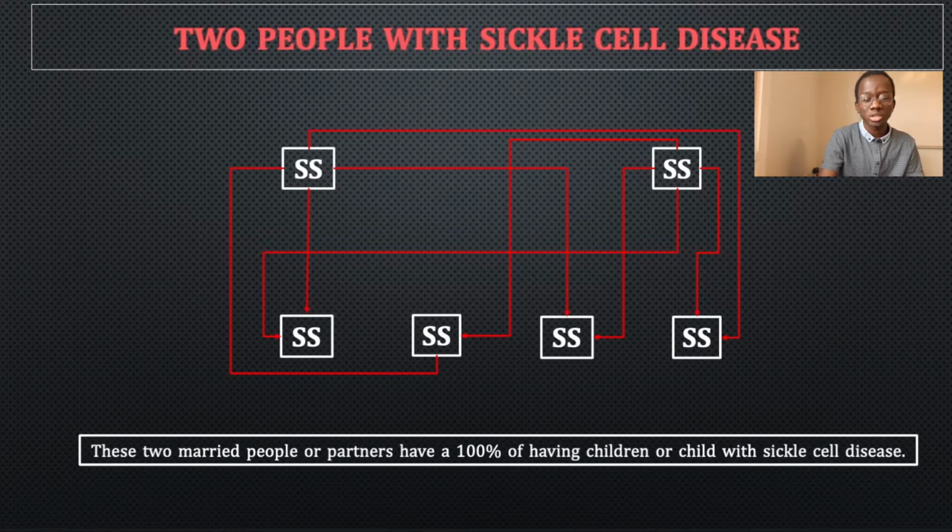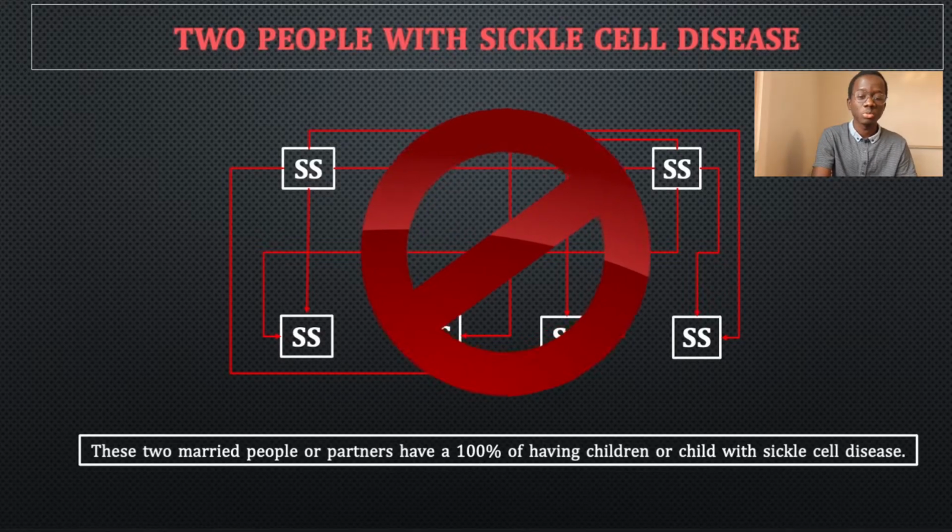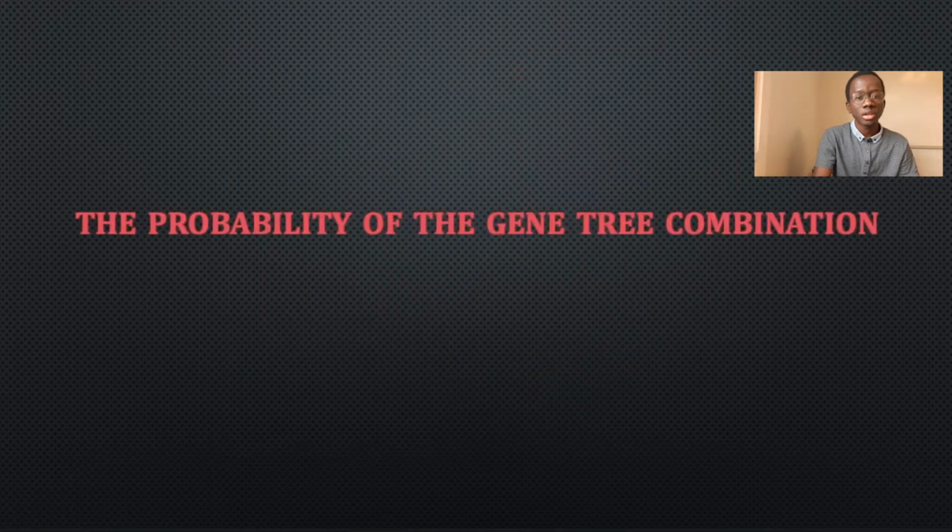So the probability of me getting someone who is AA or who is AS is very low, because in Africa, or in sub-Saharan Africa, the prevalence of sickle cell disease is very high. The probability of getting someone who is an AA, I cannot say near to impossible, but it is going to be a hard thing. But luckily a lot of people are getting it.